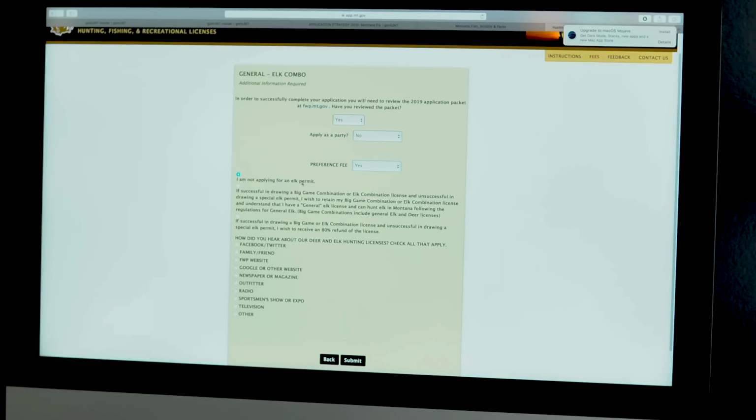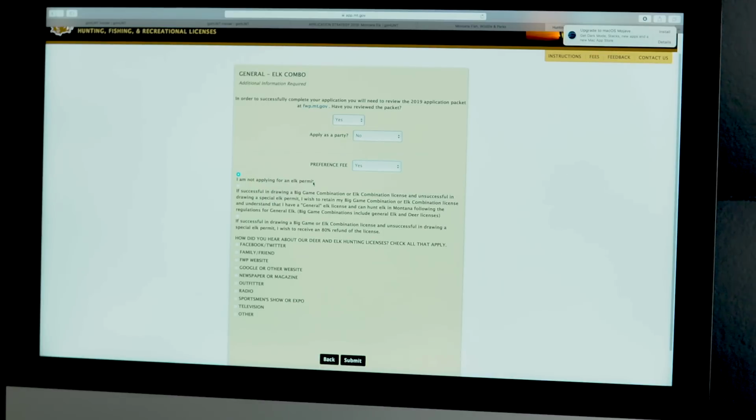Number 1, I am not applying for an elk permit. That's a simple option, but I am applying for an elk permit, so that's not my option. Number 2 is if I'm successful in drawing the big game combination license or the elk combination license, but I'm unsuccessful in drawing the elk permit, which is likely my case this year, I can choose to retain my elk combination license and I'll have a general elk license to be able to hunt, which is what I want to do.